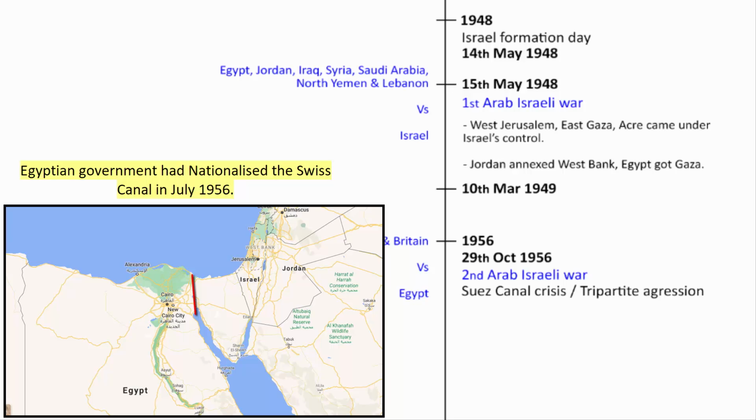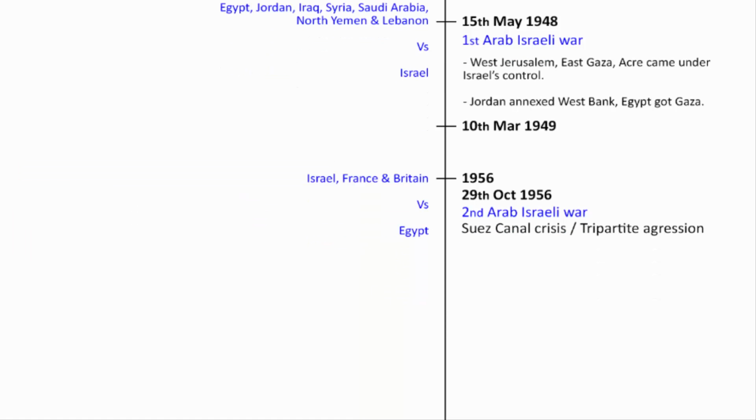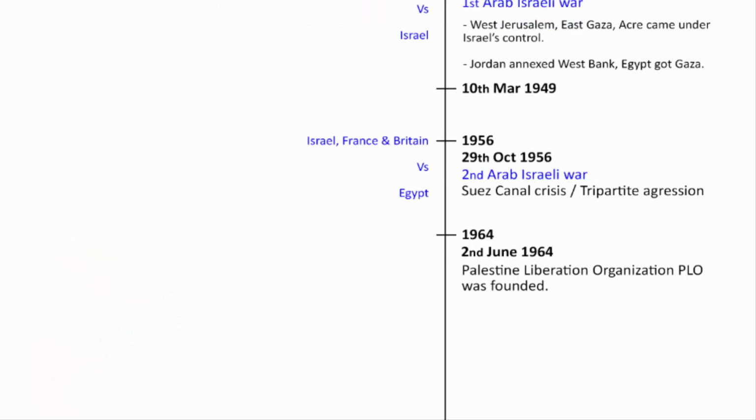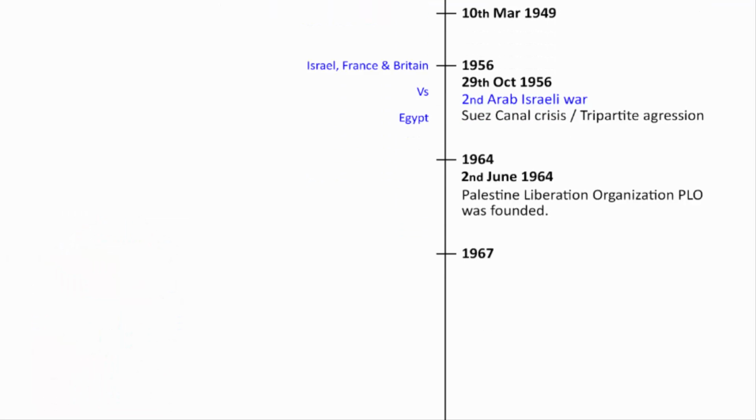However, there was political pressure from the United States, the Soviet Union and the United Nations, which led to the withdrawal of Britain, France and Israel. On 2nd June 1964, PLO, that is Palestine Liberation Organization, was founded. However, it did not come into limelight until the end of the Third Arab-Israeli War. Then in June 1967, the Third Arab-Israeli War took place. It is also known as June War or Six-Day War.